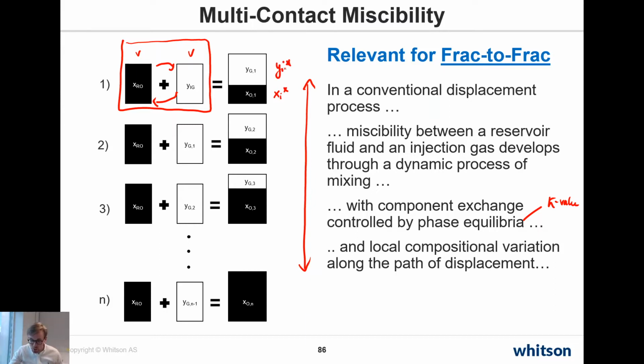And why is that relevant? Well, that's relevant because we learned that MMP is a function of reservoir temperature, injection gas composition, and reservoir fluid composition. So if we change the reservoir fluid composition and the injection gas composition, that means that the MMP of that altered reservoir fluid is different.